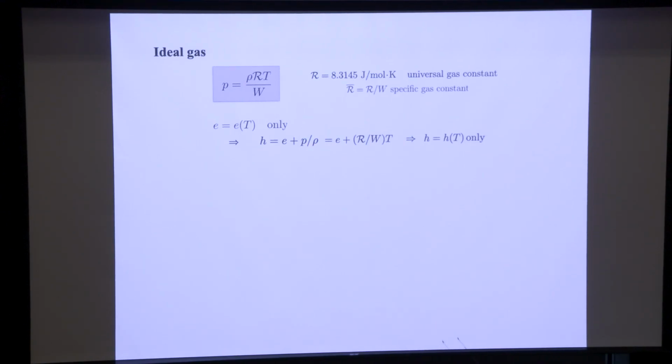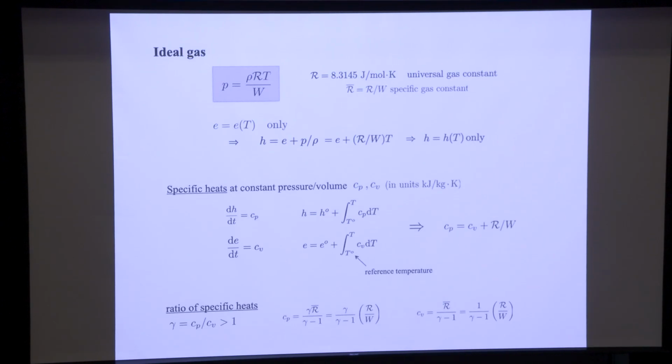Now, for an ideal gas, we further know that the internal energy depends on temperature only. And as a result, we can see that the enthalpy therefore also depends on the temperature only. So both the internal energy and enthalpy depend on the temperature only.